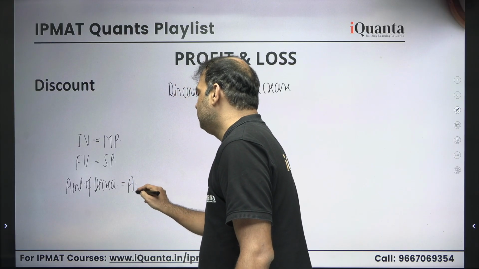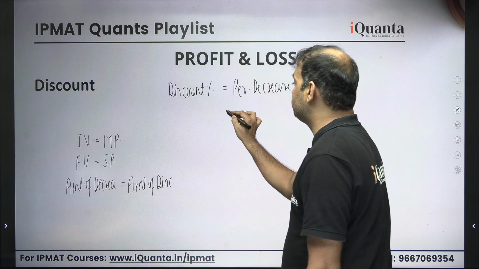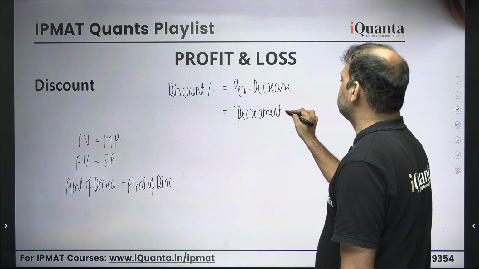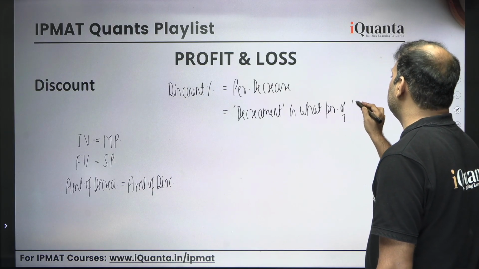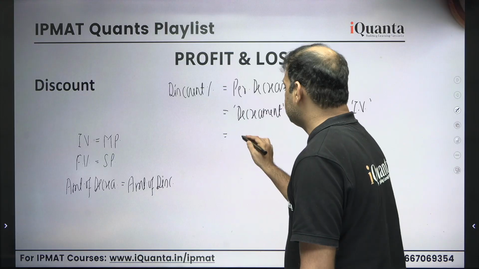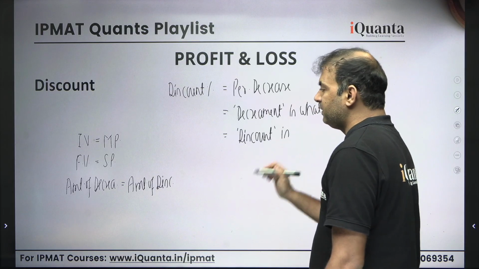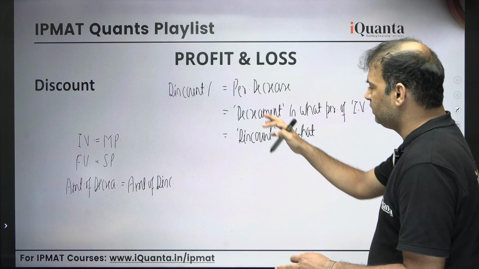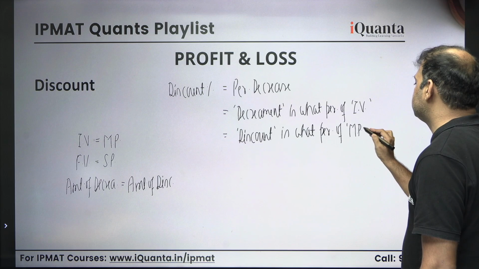Okay, now remember we used to discuss that percentage decrease is that the amount of decrement is what percentage of the initial value, right? So we will use this over here as well. The amount of decrement we just discussed is nothing but the amount of the discount. So let's replace decrement with discount, and the initial value here we will replace with the marked price. So finally, we can say the discount percentage is what? The discount is what percentage of the marked price, as the initial value in this case is the marked price.